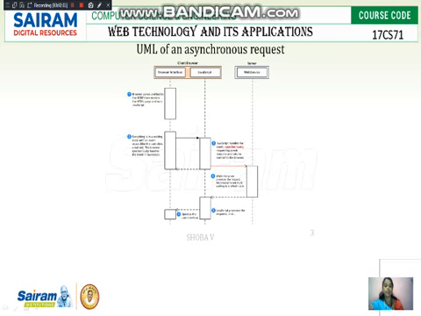Now the UML of an asynchronous request. Here we have a client browser and a server. How does it work? First of all, an event occurs in the browser. Then afterwards, an XMLHttpRequest object gets created, and it is sent to the server.